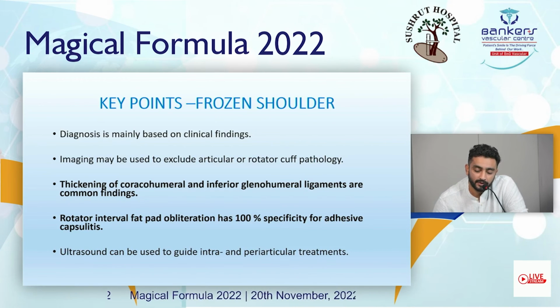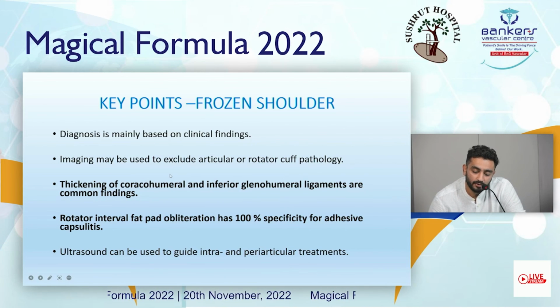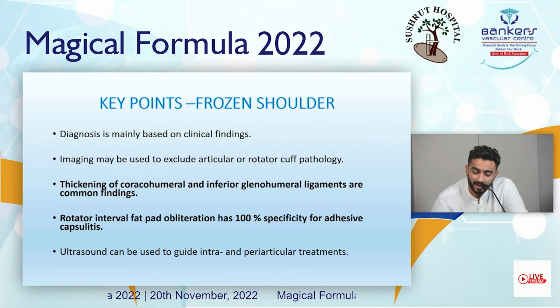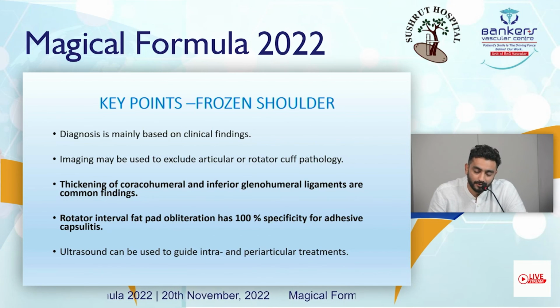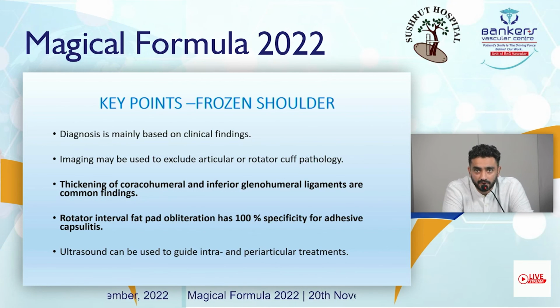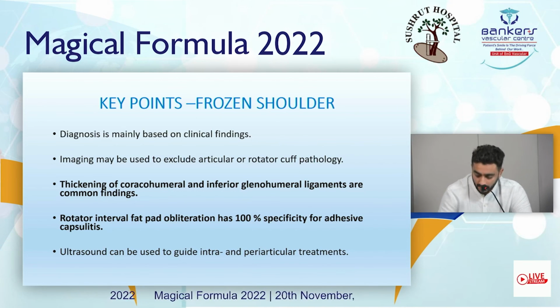So what are the key points? Mainly, first, it is a clinical diagnosis. Imaging can be used to exclude other articular and rotator cuff pathologies, and the most common findings which we see are thickening of the coracohumeral ligament and the inferior glenohumeral ligaments, and also the rotator interval fat pad obliteration in MRI, or in USG, as I told you, surrounding the biceps tendon. If you see the fat is not looking good, that's a very specific sign. And ultrasound, obviously, in non-vascular interventions for injecting steroids or any hydrodilatation, it can be used. Thank you.